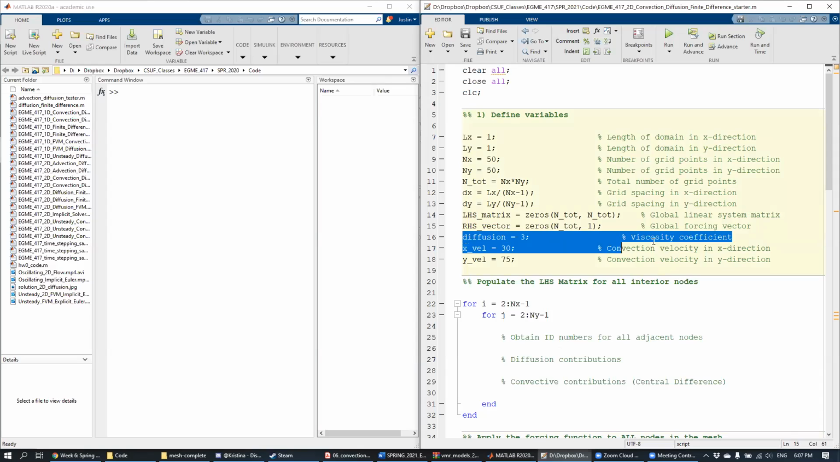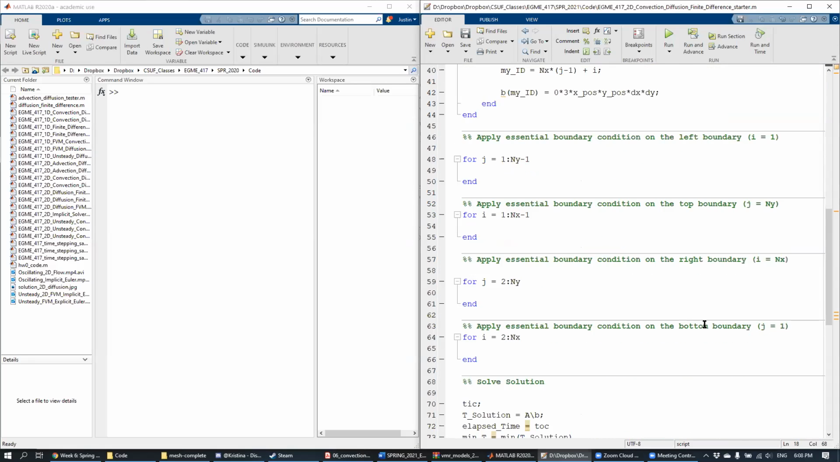From here, we're going to define our problem constants, and we need three variables for this. We need one variable that stores our diffusion coefficient. Actually, this is diffusion; I had my mind on fluids earlier. Just like we said, this is our diffusion coefficient of 3, our value of k that we were mentioning before. Then we have our velocity in the x direction, which is 30, and this is our u. And then we have our velocity in the y direction, which is 75, and this is v.